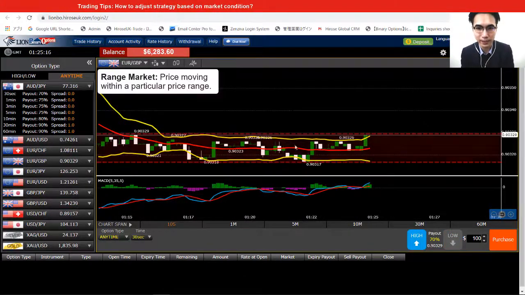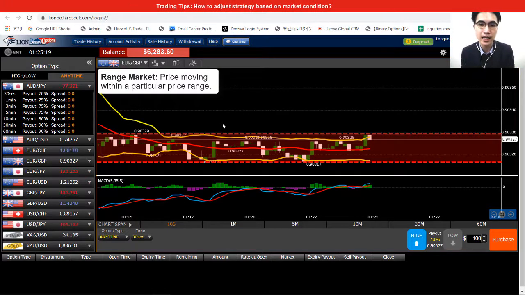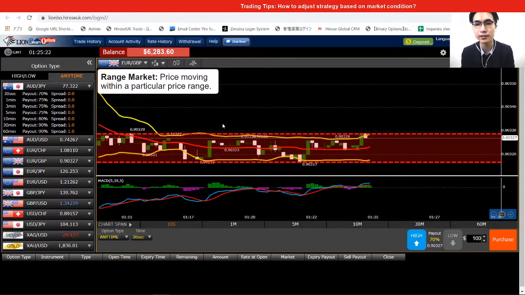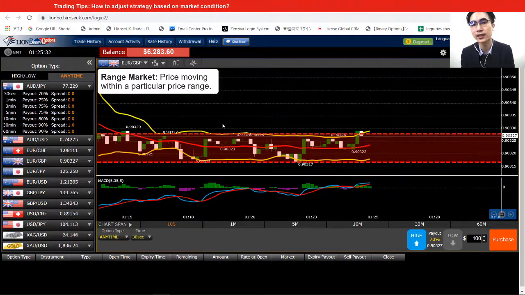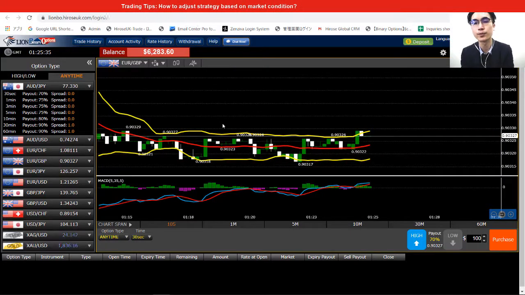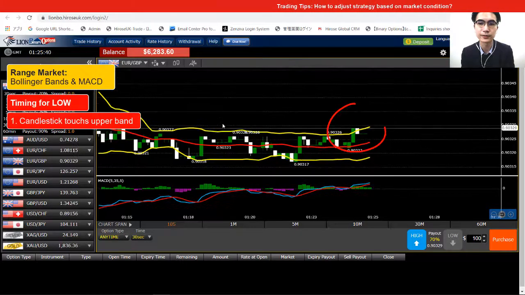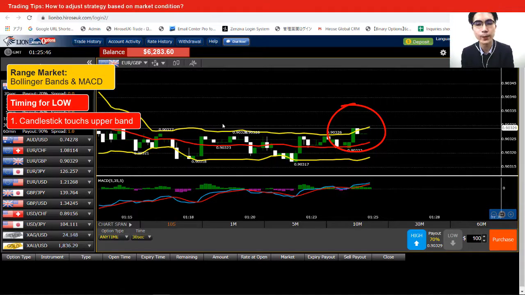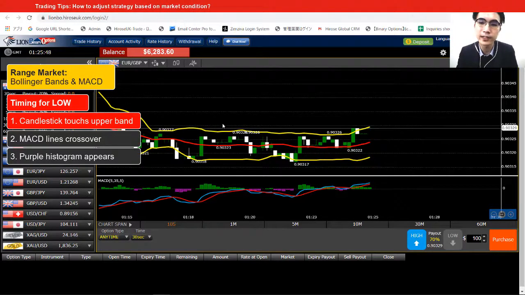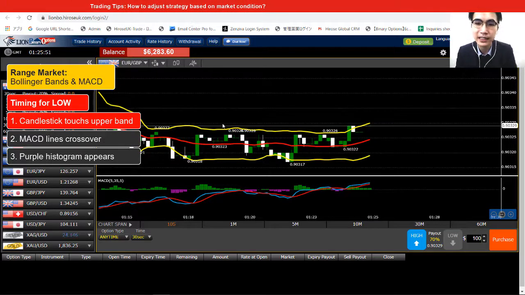Okay, so now we see that the market is in a range market, pretty clear here. If we have a line on the bottom and below the candlestick, we can see that the price is now moving within the particular range, and now we can identify the market is in the range market, which is suitable for this strategy. Now we see that the candlestick is touching the upper band, and all we're waiting for here is for the MACD to cross over, and it gives me a purple histogram. And then if I see that signal, I will open a trade right away.